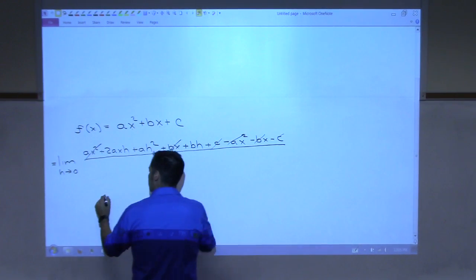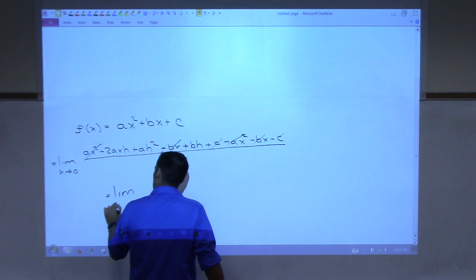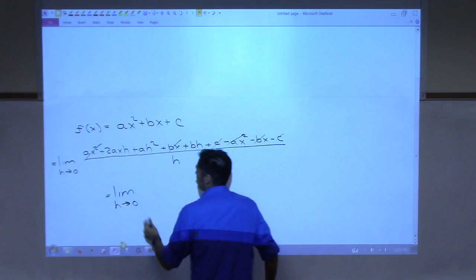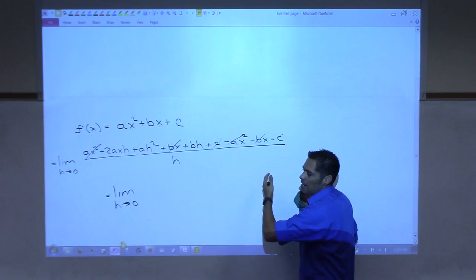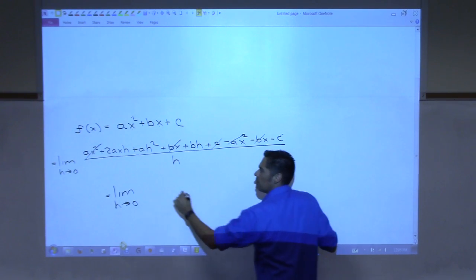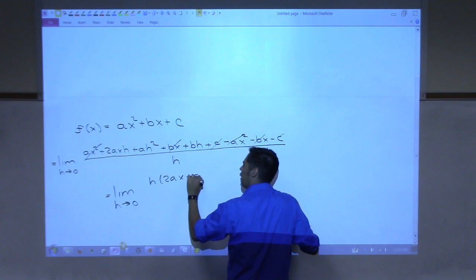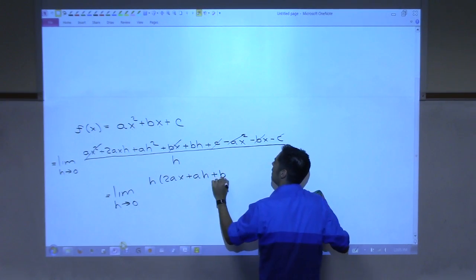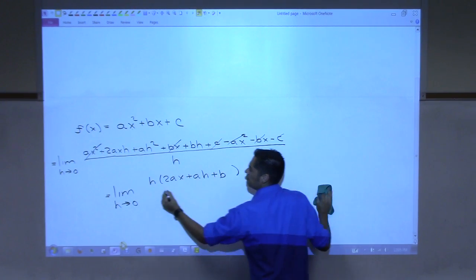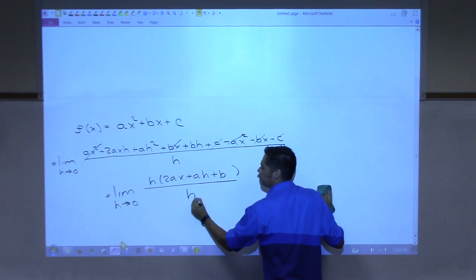So let me see if I can do the next line without too much work. I see that everything else that's there has an h. I'm going to factor the h out now. It's going to be 2ax plus ah plus b, all over h. I believe that's it.